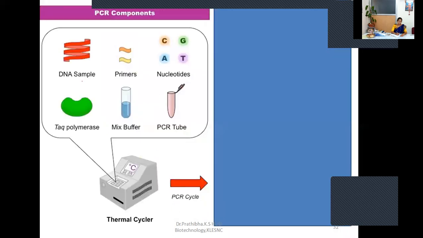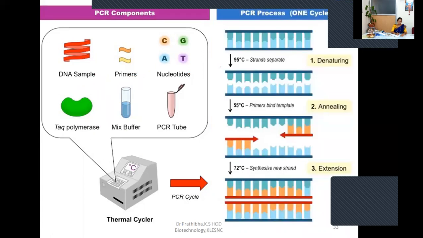Now let us go to the components. We require the DNA sample, that is the target DNA, then primers, nucleotides, Taq DNA polymerase, buffer, a reaction mixture, and a PCR tube. In the reaction mixture, first, denaturation happens at 94 or 95 degrees Celsius. What happens here? The strands separate. I have given a very simple diagrammatic representation here. Kindly make a note of this one.